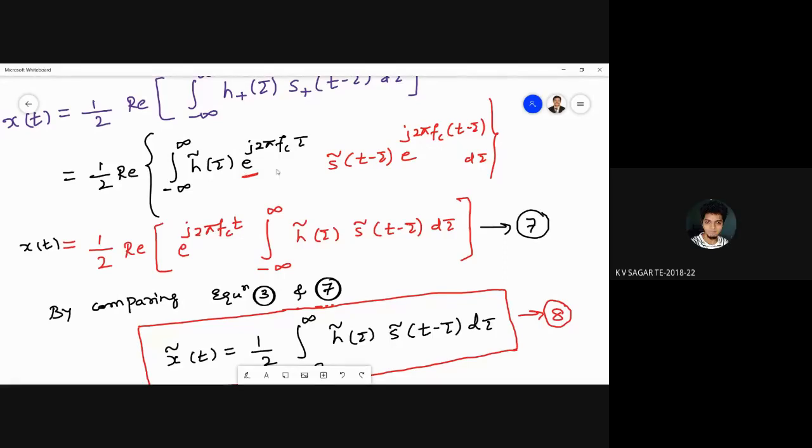That tau will get cancelled. We got e power j 2 pi fc tau, and here minus j 2 pi fc tau will cancel. Only e power j 2 pi fc t is remaining. So that I wrote here. Okay, sir, got it. Yes, sir.